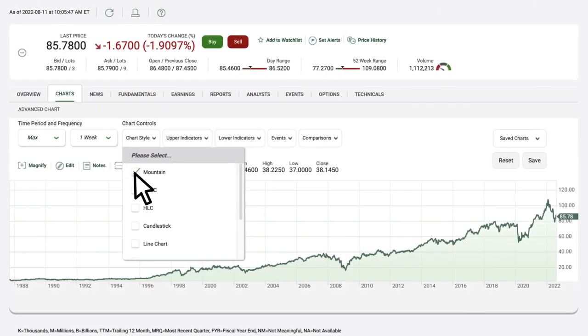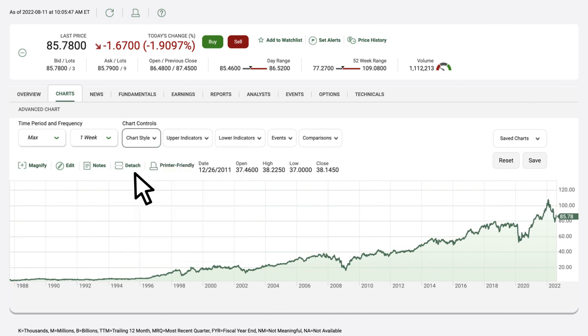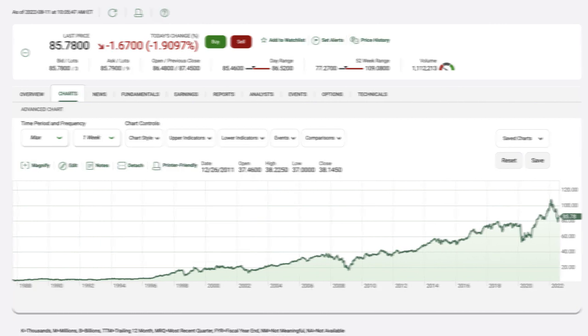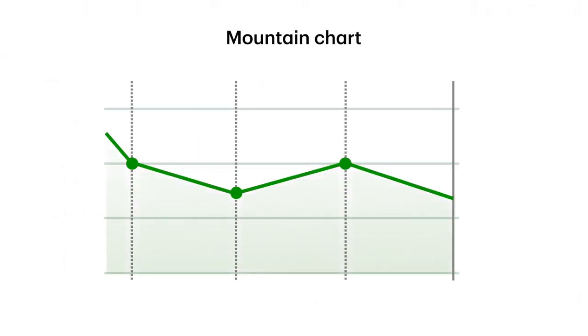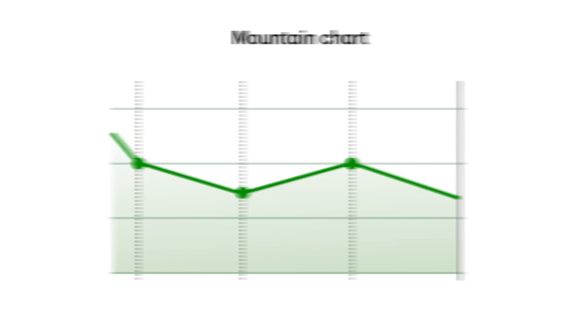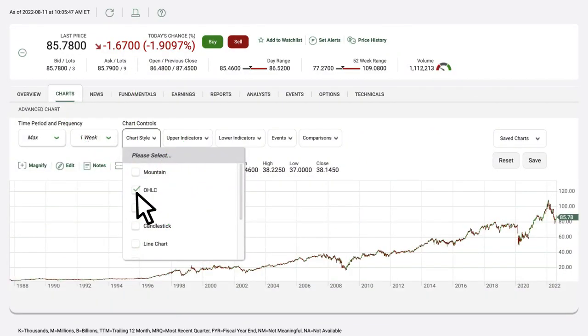The mountain chart is very similar to the line chart and has the same pros and cons. The only difference is the shaded area below the line, which makes the price action look like a mountain with peaks and dips. The OHLC chart brings us to more advanced territory.